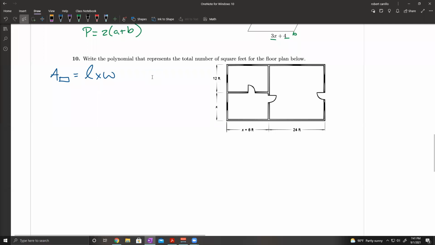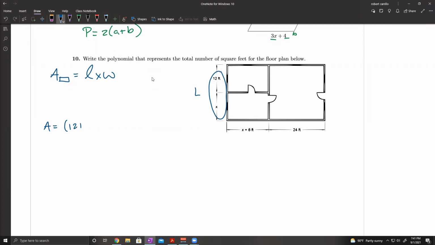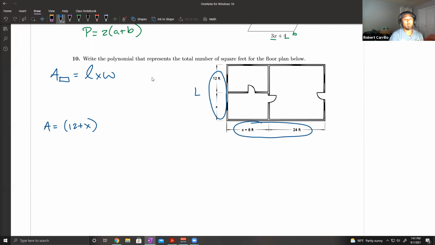Okay. So with that being said, let's look at the length of our rectangle. And we can choose either one. We'll just look at this side. Let's look at this length. So to make this total length, what is a polynomial that I could write? 12 plus x. Thank you. 12 plus x. And then look at this width. What polynomial could represent the width? X plus six plus 24. There you go.